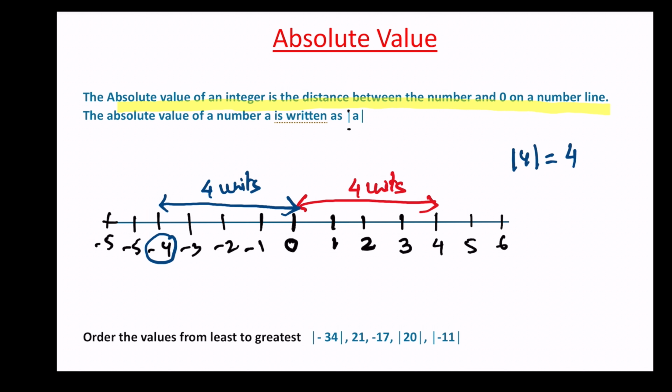Because the distance between 0 and 4 is 4 units, and the absolute value of negative 4 is also 4. The same, the distance between negative 4 and 0. So distance can't be negative. So absolute value can't be negative. Absolute value of 2 is 2, and absolute value of minus 2 is also 2 because it is a distance.